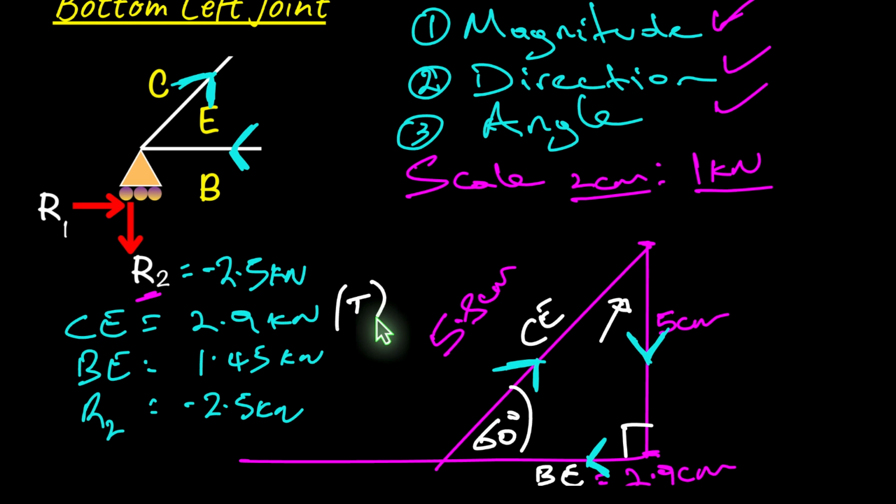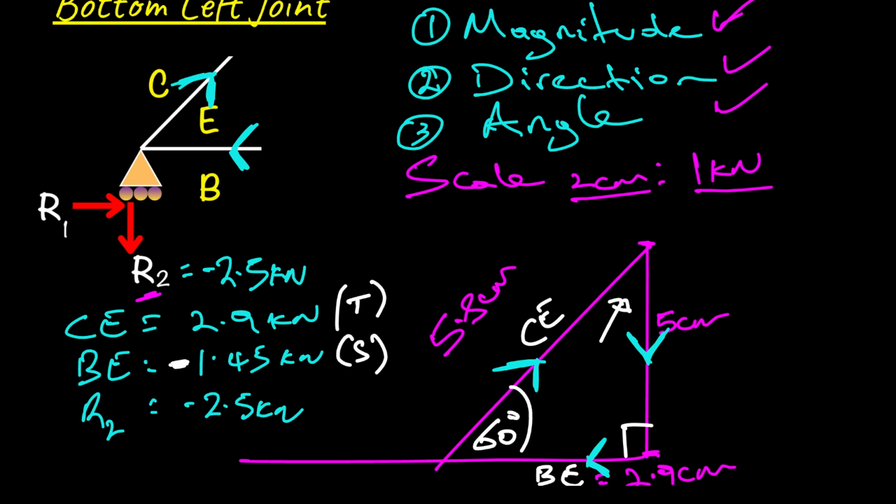But for BE, the arrow is going into the joint. So for BE, it's going to be negative. So BE is a strut. So that's how we determine which one of these members are negative or positive. So this one is done.